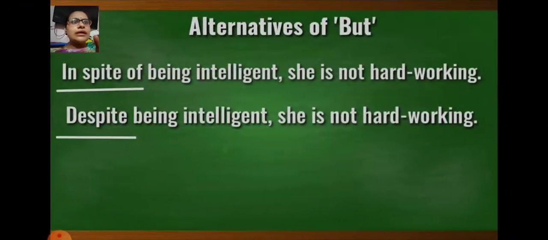Let's see some more examples of but, because instead of but you can use in spite of or despite. If you use in spite of or despite at the beginning of your sentence, what will you follow? Absolutely right, a comma must be there. So, in spite of being intelligent, comma, she is not hardworking. Despite being intelligent, she is not hardworking. The comma should be there.